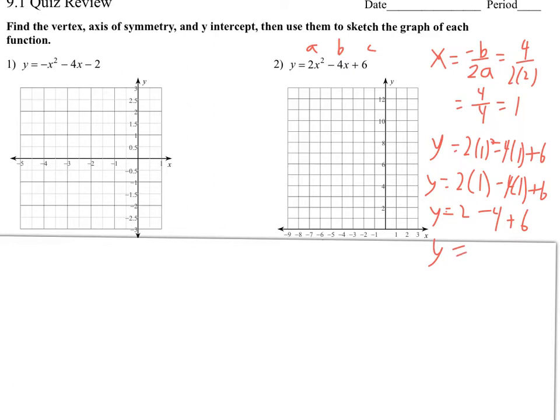And finally, we'll add and subtract. So 2 minus 4 is negative 2, plus 6 is positive 4. So my vertex then is 1, 4, just the x and the y value that I got there. And so it's going to be graphed right there.